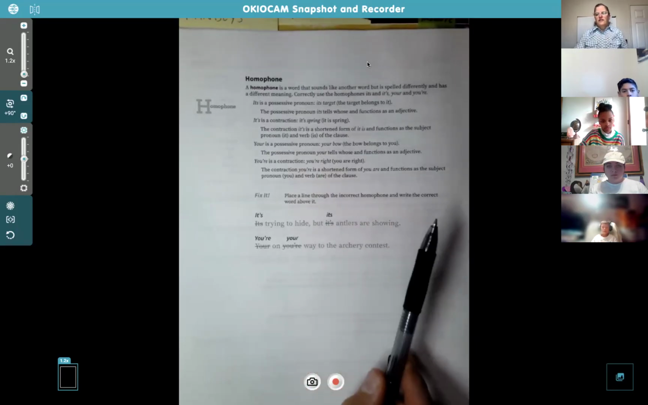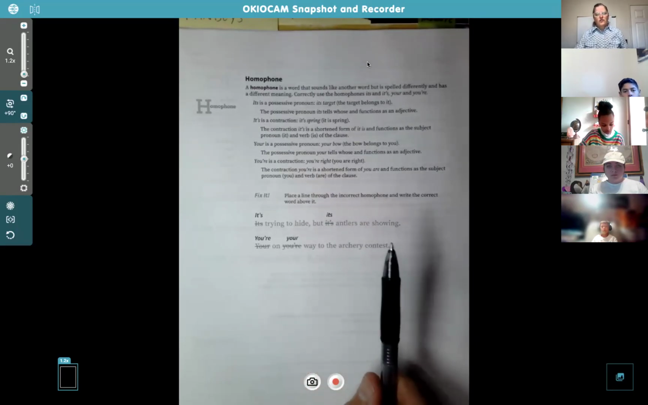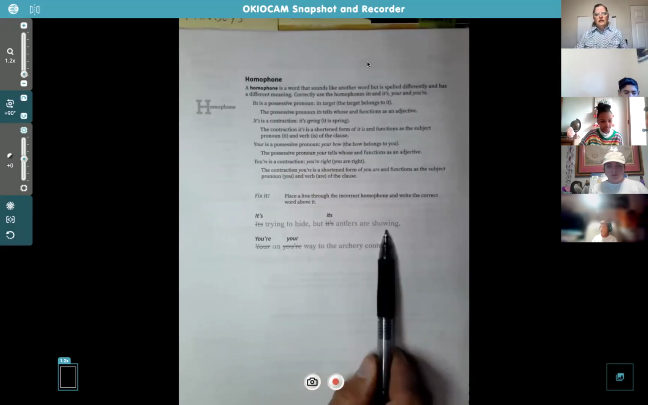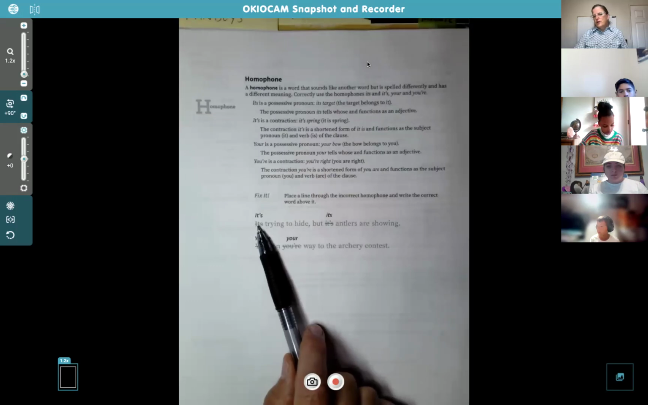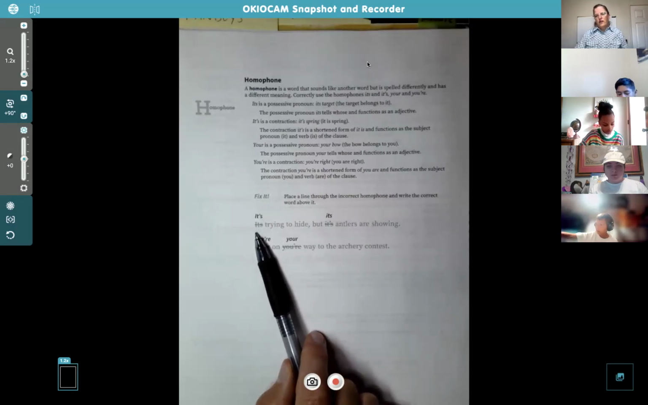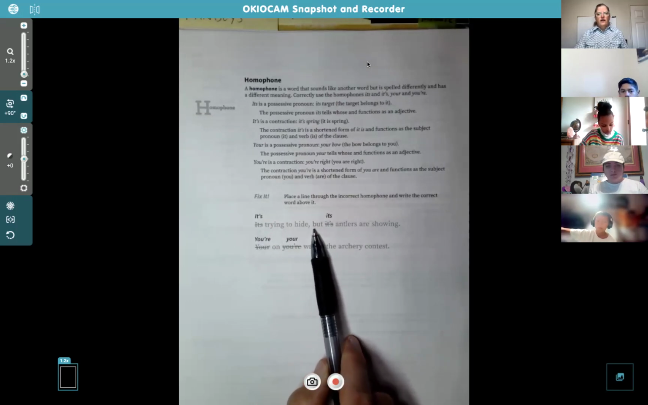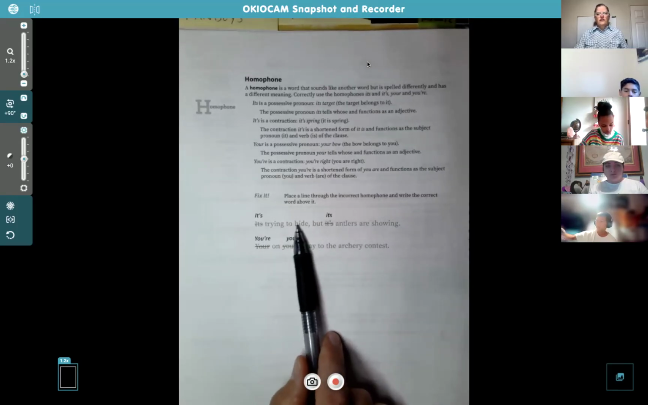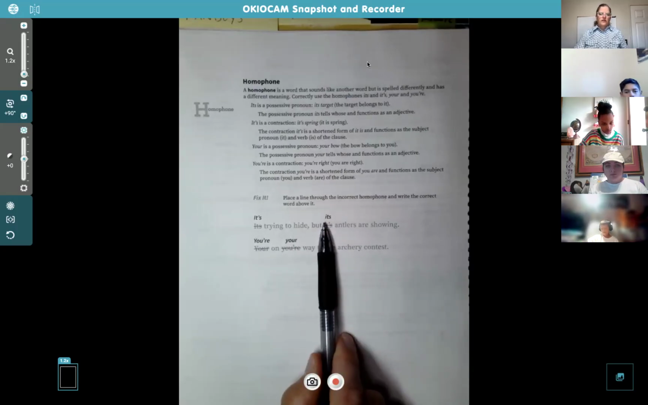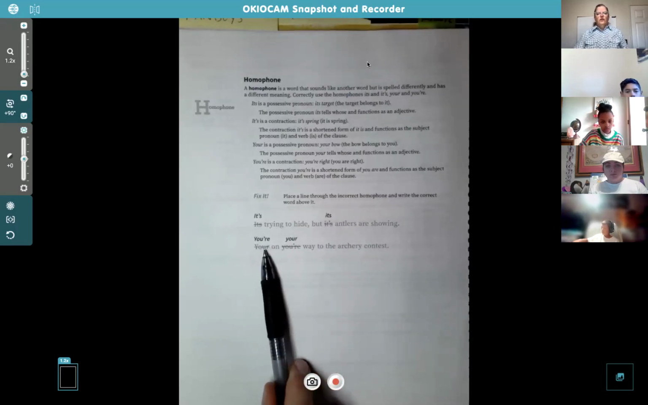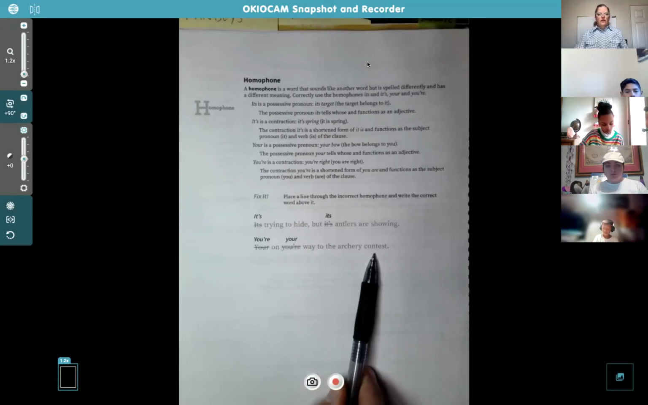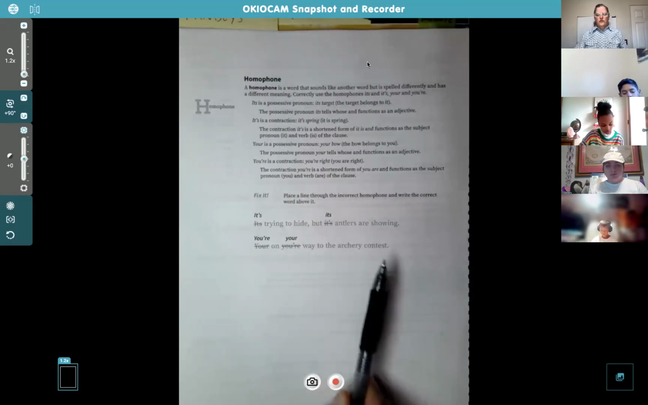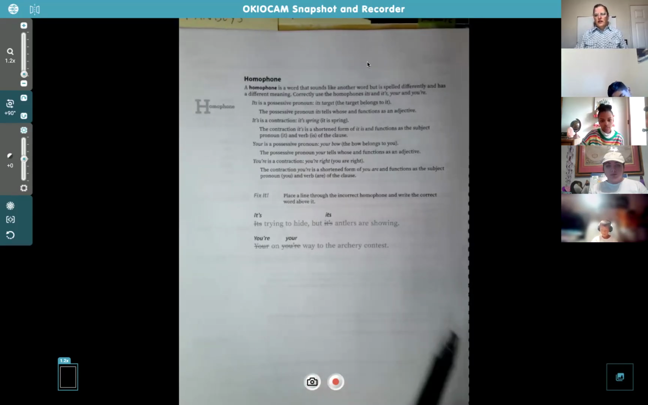And all you're going to do here, because they love making mistakes just for you, and they're going to make mistakes on this one just for you, so you're going to see they're going to do it wrong, and all you need to do is put a line through it and put it correct above it. So it's trying to hide, but its antlers are showing. So it is trying to hide, but its antlers, belonging to it, are showing. You're on your way to the archery contest. You are on your way to the archery contest. Okay. So that's it for that.